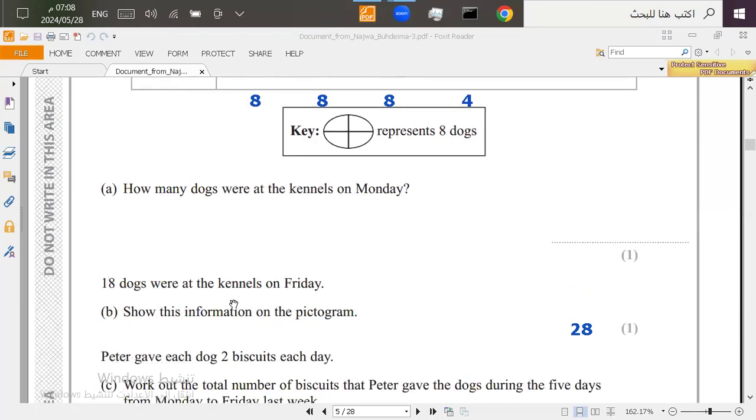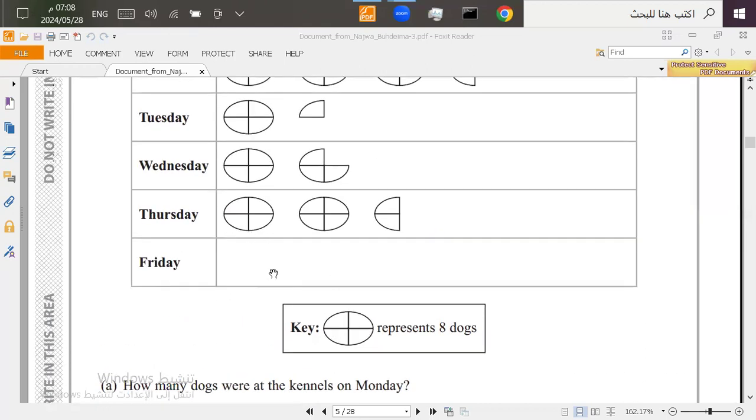18 dogs were at the kennels on Friday. So Friday, 18 dogs. Show the information on the pictogram. So here we need 18 dogs. 18 dogs means you're going to draw circles, and you know that each circle represents 8.